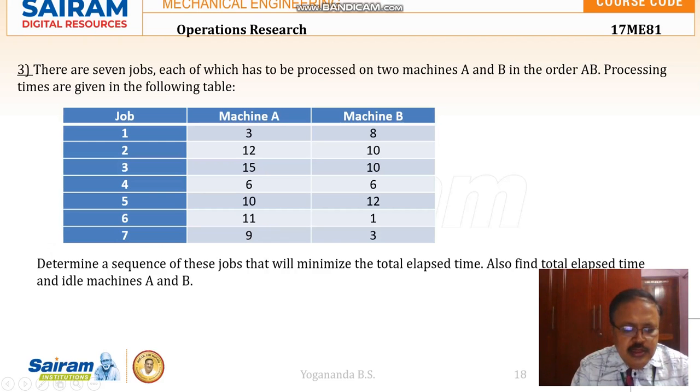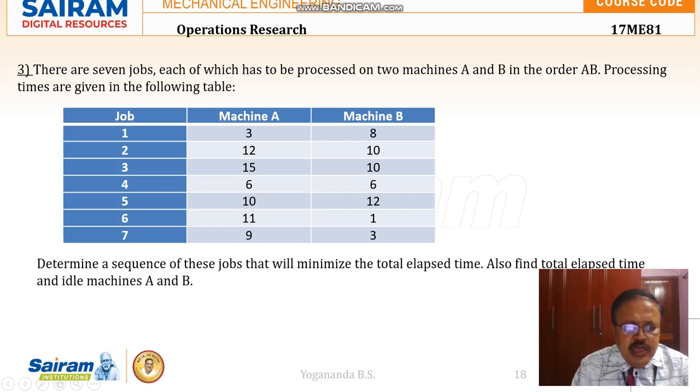In the earlier cases, the number of jobs taken was a maximum of 5. Now, 7 jobs are to be performed on the two machines A and B in the order A then B only. That is, whatever job is taken first has to enter machine A, and from machine A it has to enter machine B. The processing times are given in the table, maybe in minutes or hours.